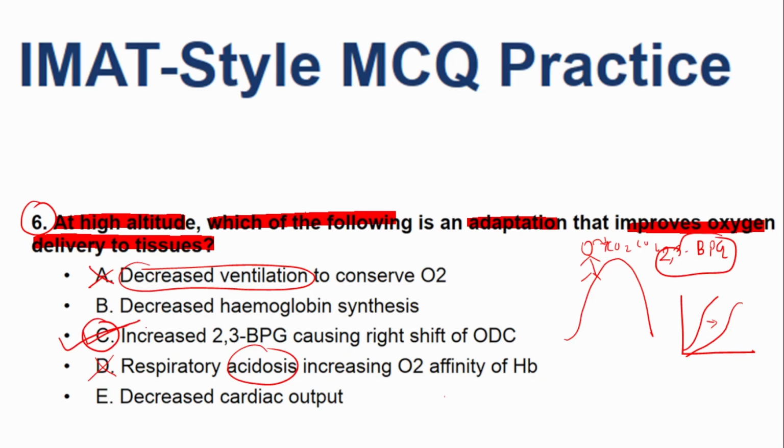Let's quickly clarify why the remaining options are incorrect. Over days to weeks, your kidneys release erythropoietin to increase hemoglobin synthesis, not decrease it, as option B suggests, so you can carry more total oxygen. Additionally, your body increases cardiac output in the short term to keep blood moving faster, eliminating option E.